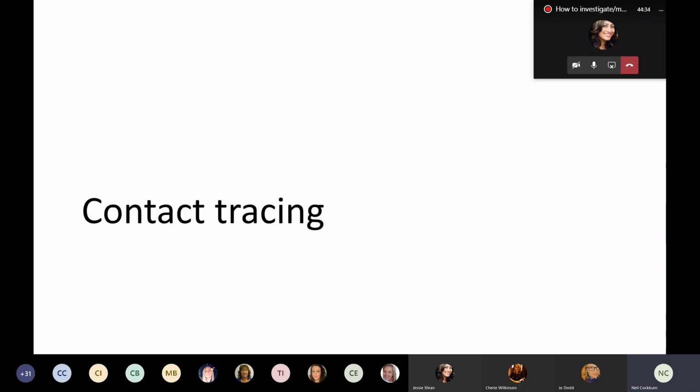And finally, the clearest example that we're acting on this now is with our contact tracing. So every single case that is detected gets contact traced. We talk to the cases and we ask them to isolate as well.